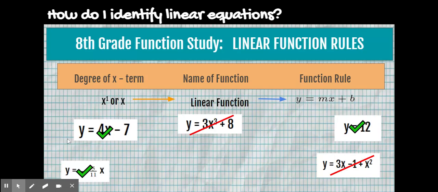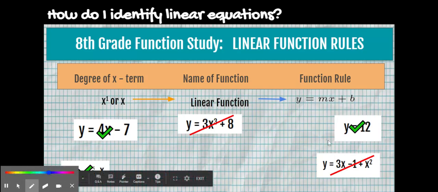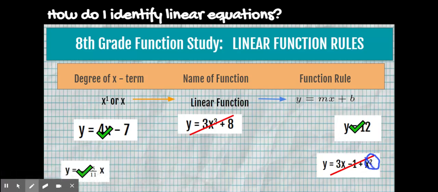Hopefully you said no, since you saw that within that equation there was an x squared term. That x squared term makes it not a member of the linear function family. It actually makes it part of the quadratic family. So that is not linear. How about the next one?